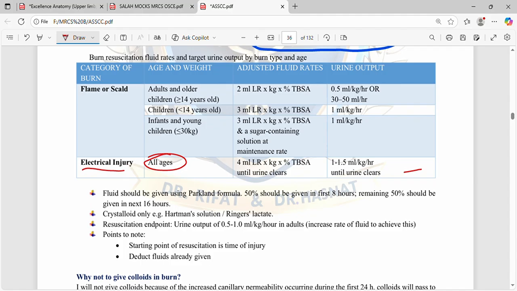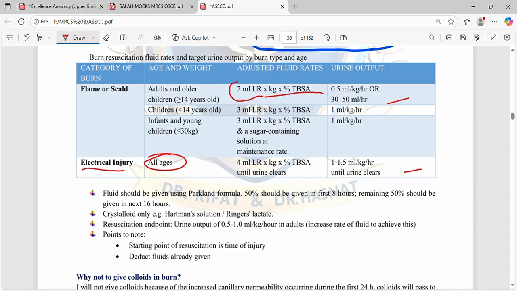Then we have the flame or scalded burns. In adults and older children, 14 years or older, we consider this formula: 2 ml Ringer's lactate times body weight times total body surface area, with urine output 0.5 ml per kg per hour, or 30 to 50 ml per hour. For children less than 14 years, you have to give 3 ml per kg body weight times total body surface area, and 1 ml per kg per hour urine output is needed.